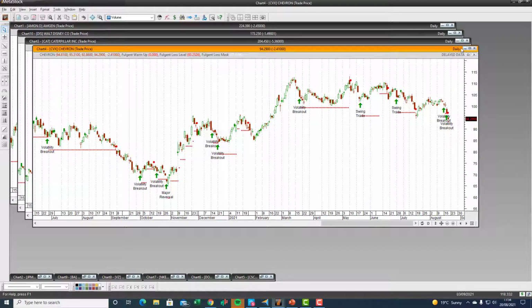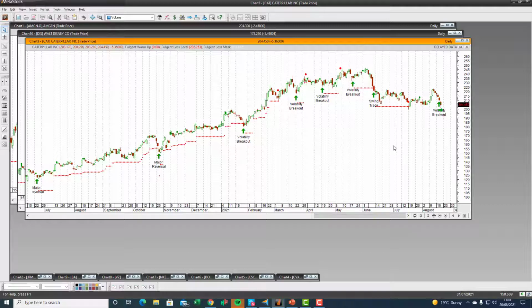Next one, Caterpillar, also a volatility breakout there. Last swing trade didn't work out so well. It got stopped out here with the trailing stop of the AI, which puts the stop loss in automatically, but you can see previous signals here from July, October, and then January. Fantastic trades there in Caterpillar, and now we have a volatility breakout coming.